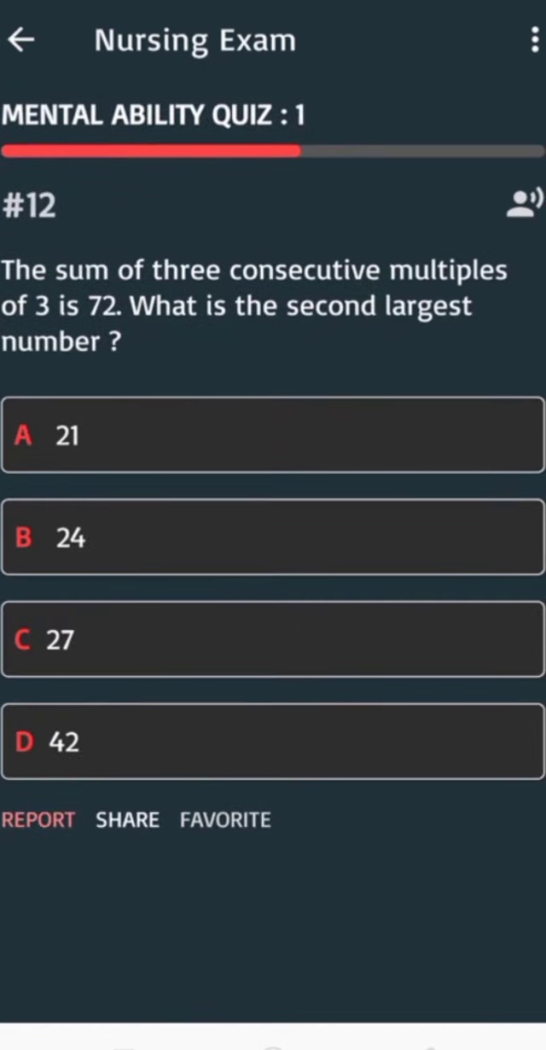The sum of 3 consecutive multiples of 3 is 72. What is the second largest number? A. 21. B. 24. C. 27. D. 42.